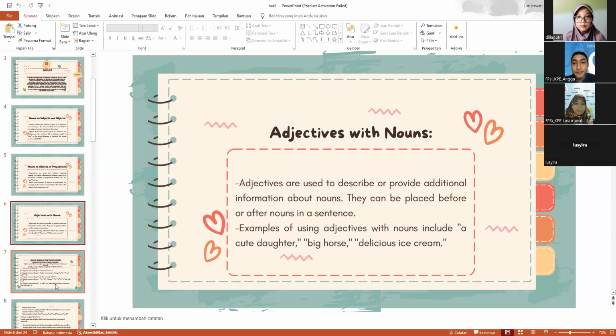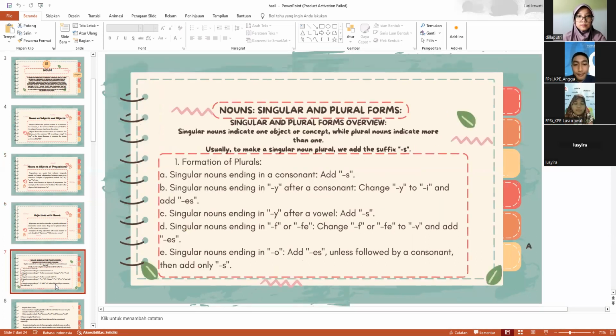Next is nouns, singular and plural form. Singular and plural form overview. Singular nouns indicate one object or concept, while plural nouns indicate more than one. Usually, to make a singular noun plural, we add the suffix s.